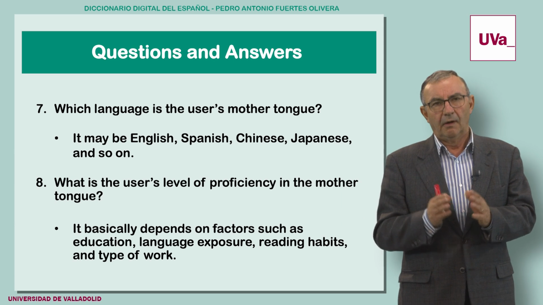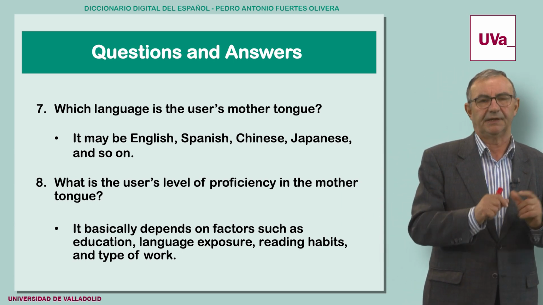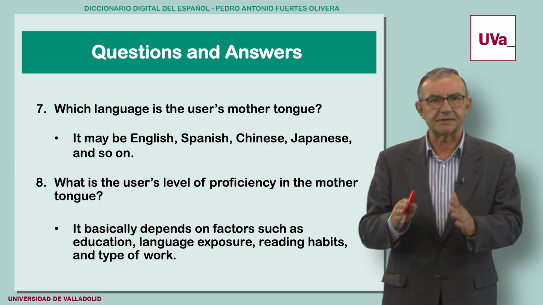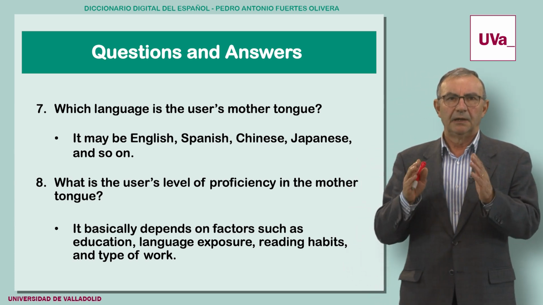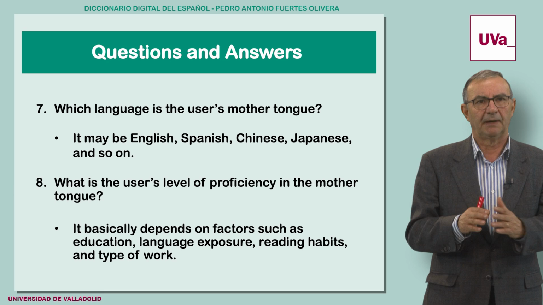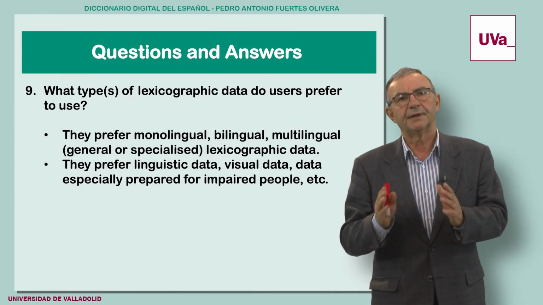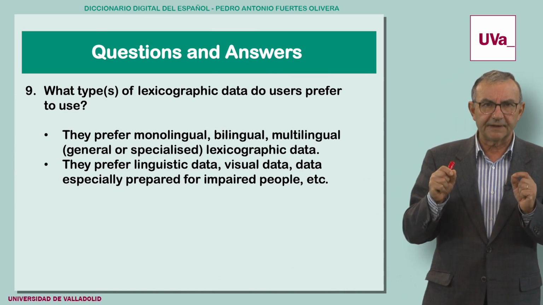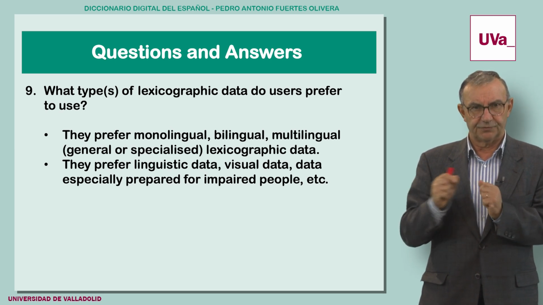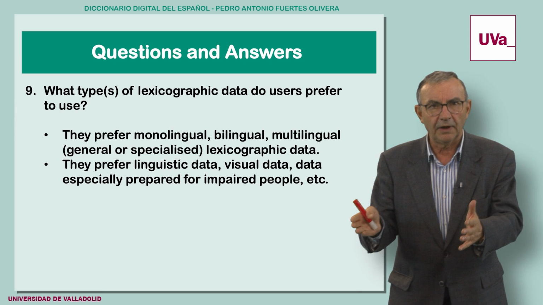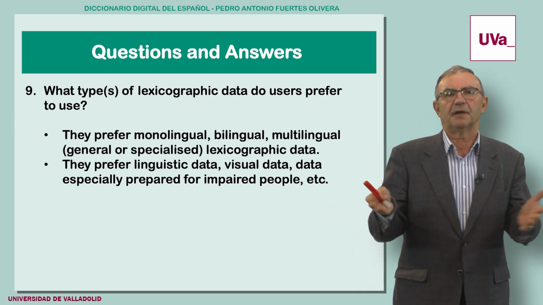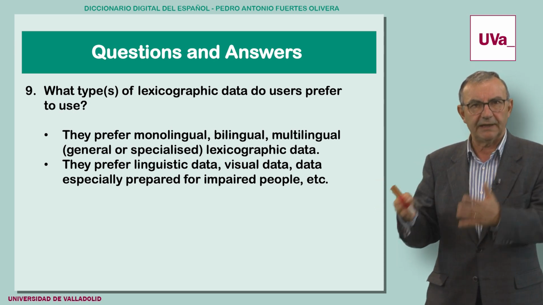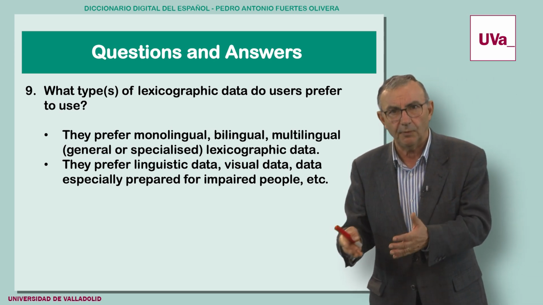Question number 8. What is the user's level of proficiency in the mother tongue? This question basically depends on factors such as education, language exposure, reading habits, and type of words. Question number 9. What types of lexicographic data do users prefer to use? They can prefer monolingual, bilingual, multilingual, general or specialized lexicographic data, for example. Or they can prefer linguistic data, visual data, data specially prepared for impaired people, etc.